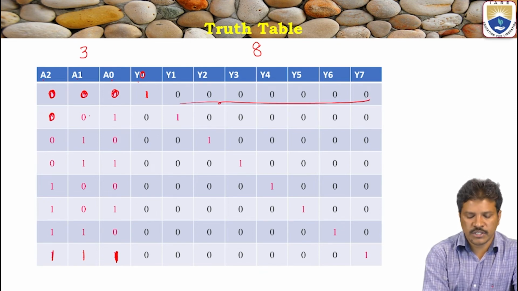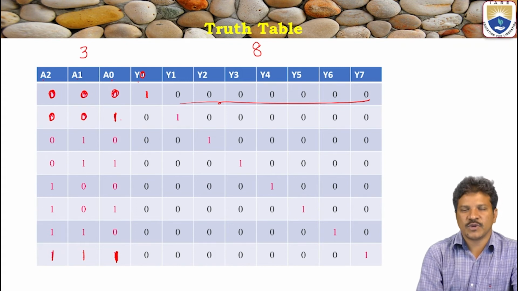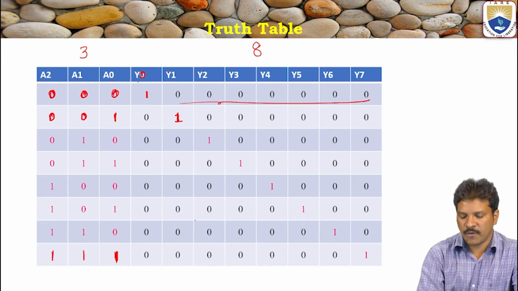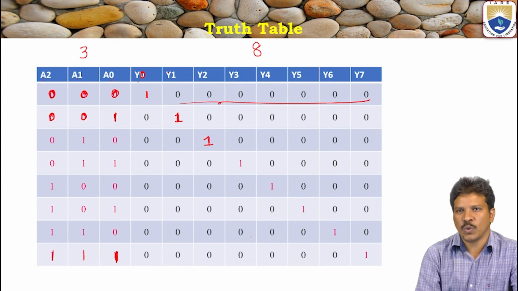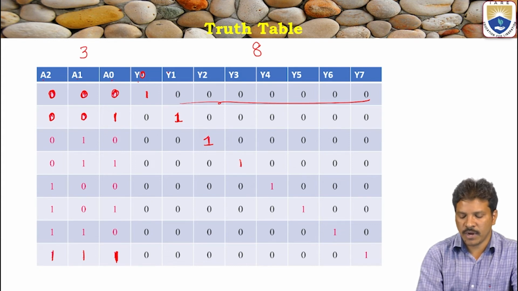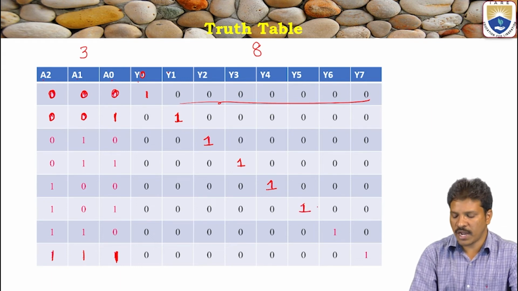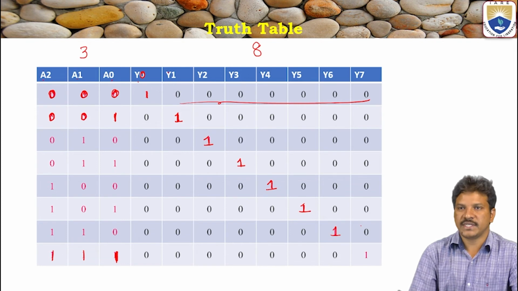When the input is 001, its equivalent octal number is 1, so only Y1 is active, high, and the remaining are zeros. Likewise, for 010, its corresponding number is 2, so Y2 is active. For 011, the octal number is 3, so Y3 is active. For 100, Y4 is active. For 101, only Y5 is active. For 110, only Y6 is active. For 111, only Y7 is active.